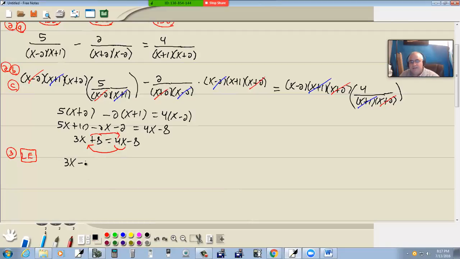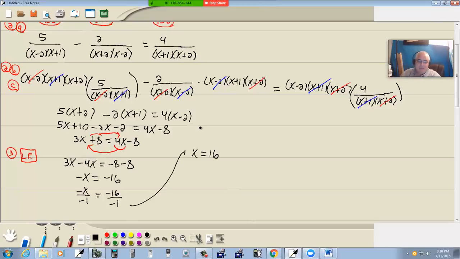So we've got 3x minus 4x is equal to negative 8 minus 8. When you take anything across the equals, again, your sign changes. Combine like terms: 3x minus 4x is negative 1x or negative x. Negative 8 minus 8 is negative 16. Last step of solving a linear equation is to divide both sides by the number in front of your x. Well, there's a negative 1 in front of it. So we're going to divide both sides by negative 1. And we end up with x equals 16, maybe.